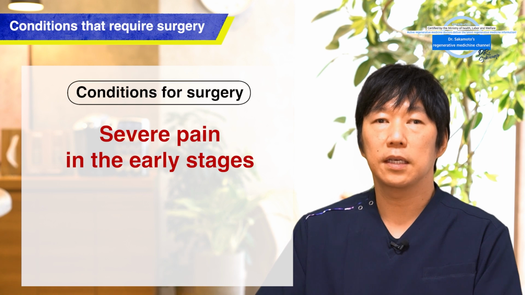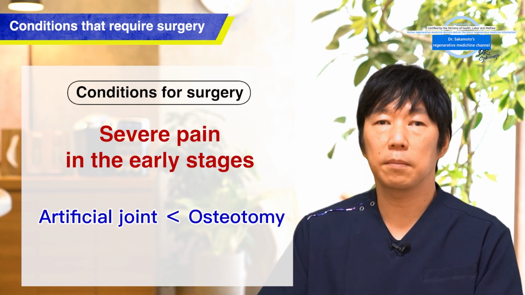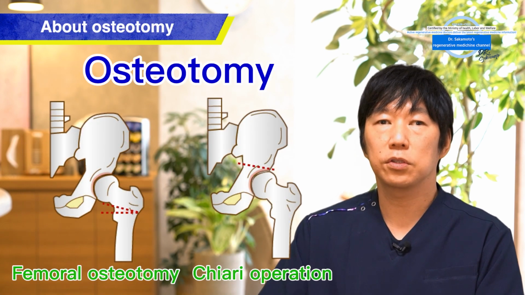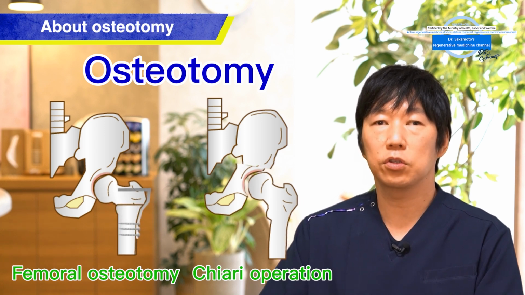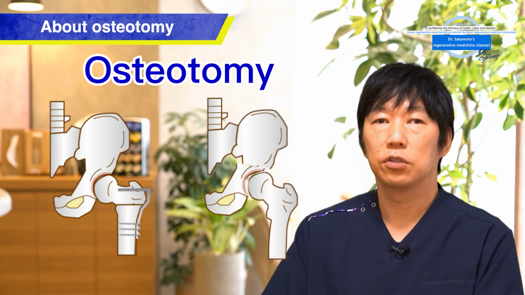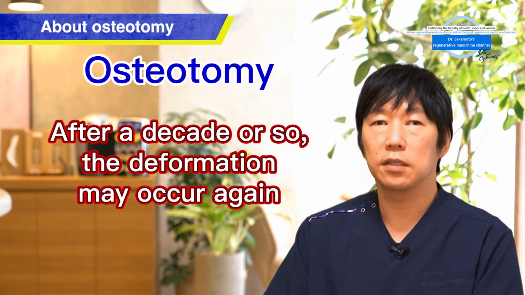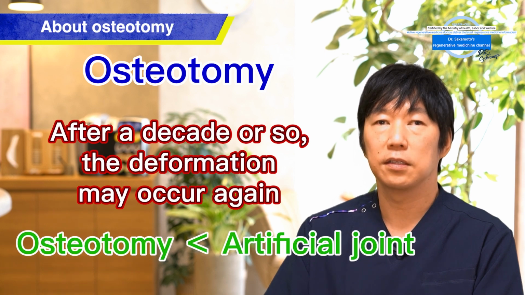In this particular case, it's more common to choose a surgical osteotomy rather than opting for a hip replacement procedure. An osteotomy is a surgical procedure where your own bone is cut and reconnected in order to reshape the joint. Sometimes, instead of prosthetic joint implant, an osteotomy can be used to address the issue. However, even with this bone-cutting technique, there are many cases where deformation occurs again after a dozen years or so, and ultimately, a prosthetic joint implant becomes necessary.